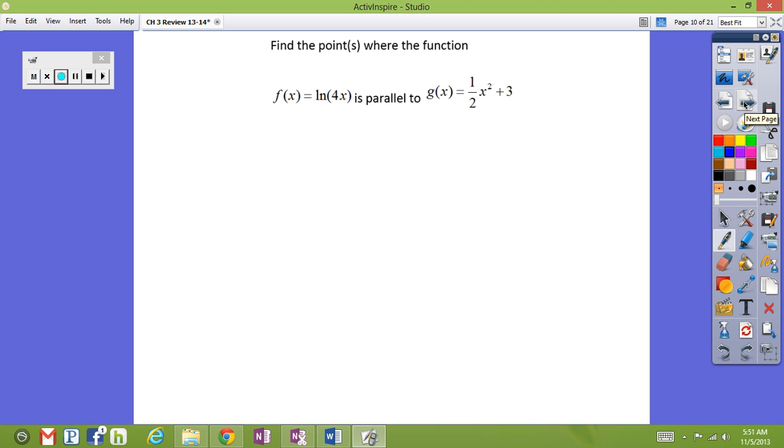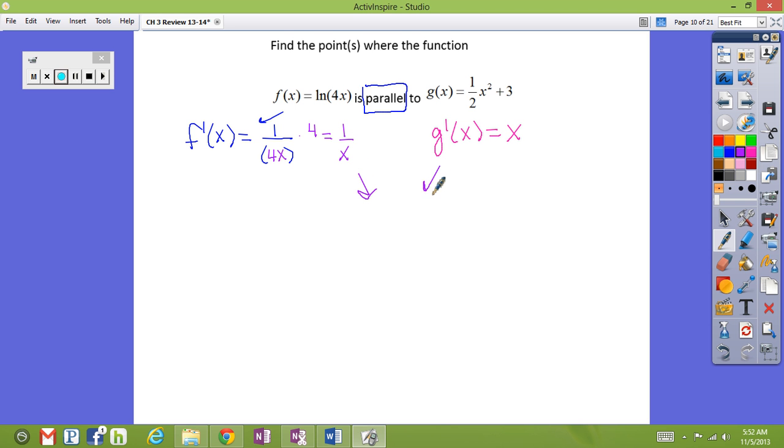Next question. Press pause. Find the point where the function is parallel, so my key is parallel. So I'm going to find f prime of x, which is 1 over u, so leave the inside here, times the derivative of the inside, which simplifies to 1 over x. This one here, g prime of x is equal to x, and then I want to find where these two functions have the same slope.